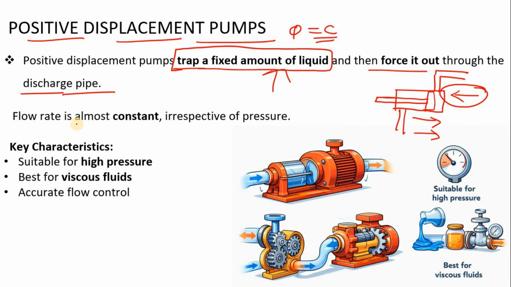Now in the positive displacement pump, your flow rate is constant irrespective of the pressure. This is the advantage of the positive displacement pump. That's why you will see that the positive displacement pumps are used in the dosing system.